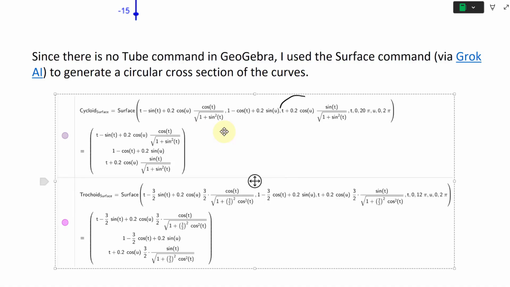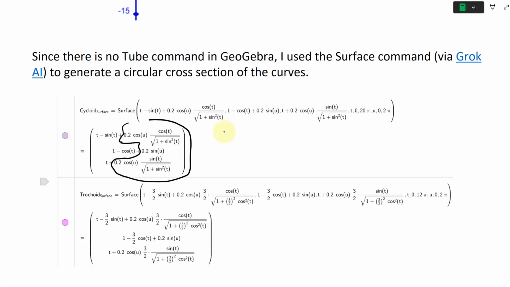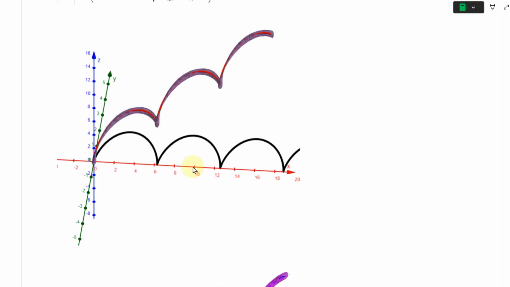This added this extra term, the U, to every single one, and it also puts it out like there. So it adds all these U parts right here, and this is all just to make a cross section circle surface. All right, and that's what we have here.